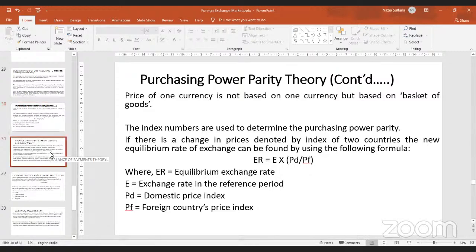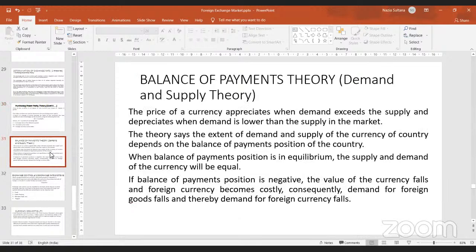The second theory, which tells you about forex transactions or determination of exchange rate, is your balance of payments theory. This is also called the demand and supply theory, where depending upon the demand of a currency in the market and the supply of the currency in the market, the rate of the currency will get determined. So it is not about how much it can buy, but about how much that currency is demanded, not what the currency can buy.